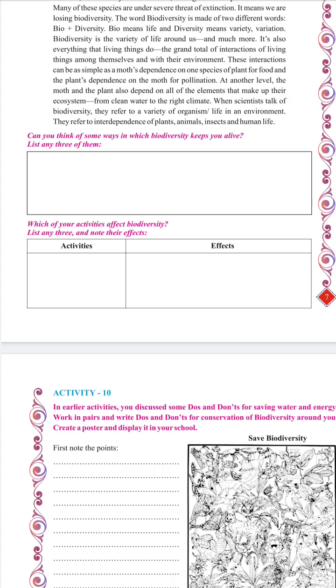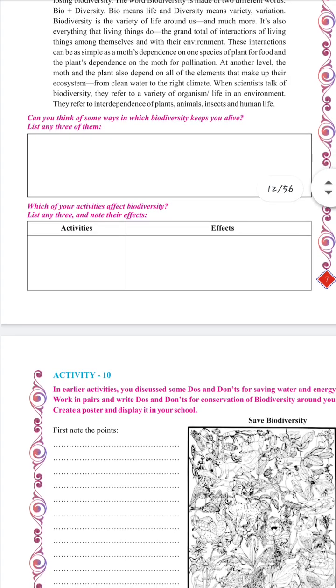Now let's get to the next part. Which of your activities affect biodiversity? List any three, and also we have to mention the effects. So activity means like riding a motorcycle.